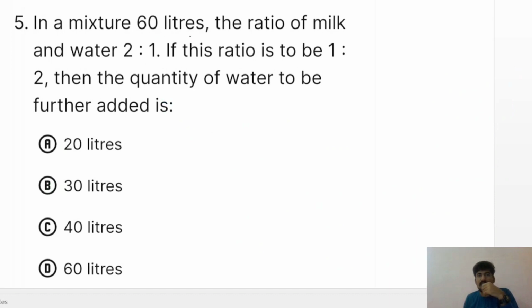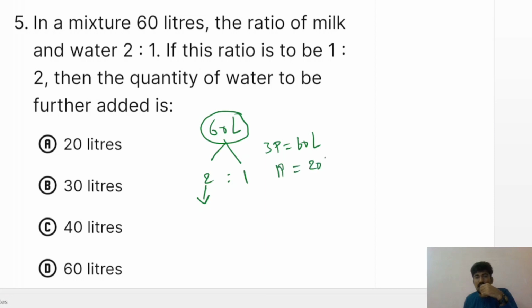In a mixture of 60 liters, the ratio of milk and water is 2:1. There is a 60 liter mixture. In this, the milk and water ratio is 2:1. Then total 3 parts. 3 parts is equal to 60 liters. Then one part will be 20 liters. So milk is 40 liters, water is 20 liters. If the ratio is to be 1:2, then the quantity of water to be further added is?